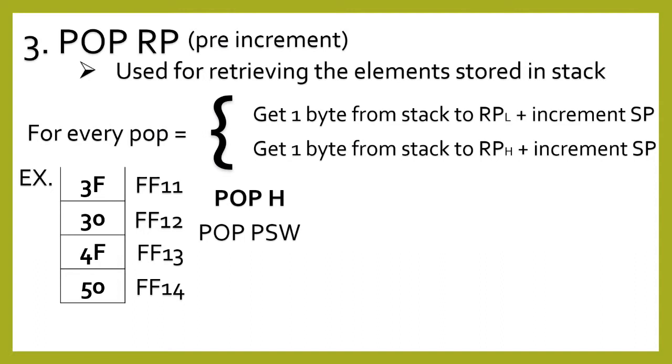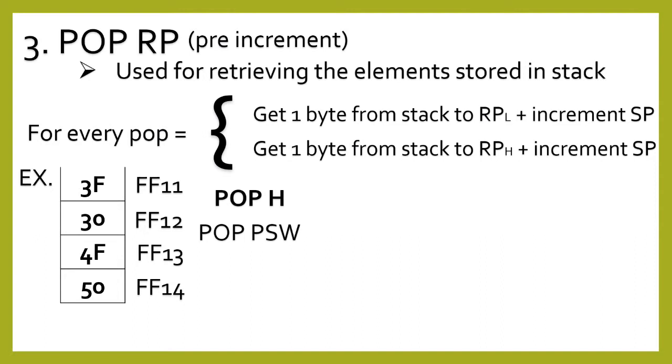Coming to the POP operation, this is the reverse of PUSH RP. In PUSH RP we copy contents to the stack, while in POP RP we retrieve contents from the stack. It is used for retrieving the elements stored in the stack. For every pop, get 1 byte from the stack to the lower register of the pair and increment the stack pointer. Then, get another 1 byte from the stack to the higher register of the pair and increment the stack pointer.